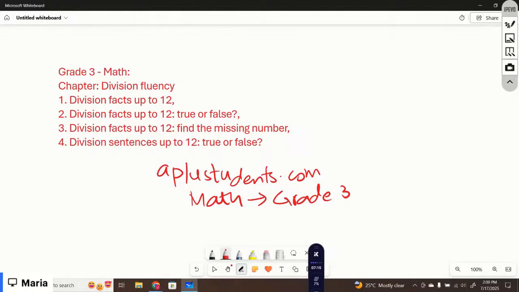We're going to start the chapter division fluency. The lessons we're going to cover today are division facts up to 12, division facts up to 12 true or false, division facts up to 12 find the missing word, division sentences up to 12 true or false. So please make sure you have your notebook and pencil so that you can note down the important examples and definitions as well.